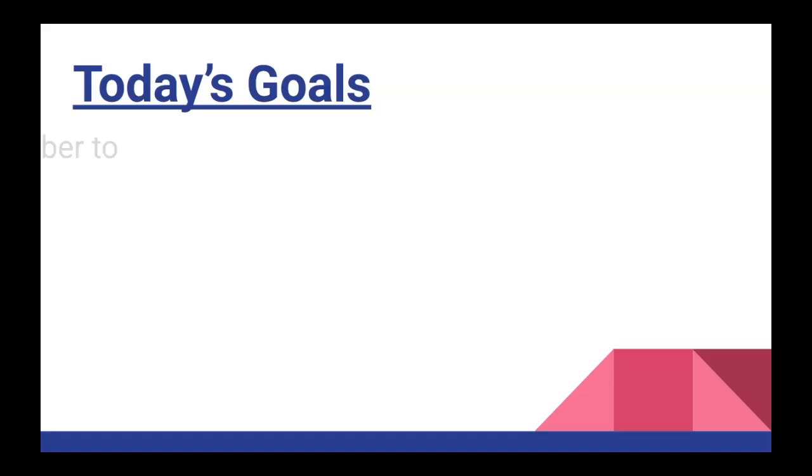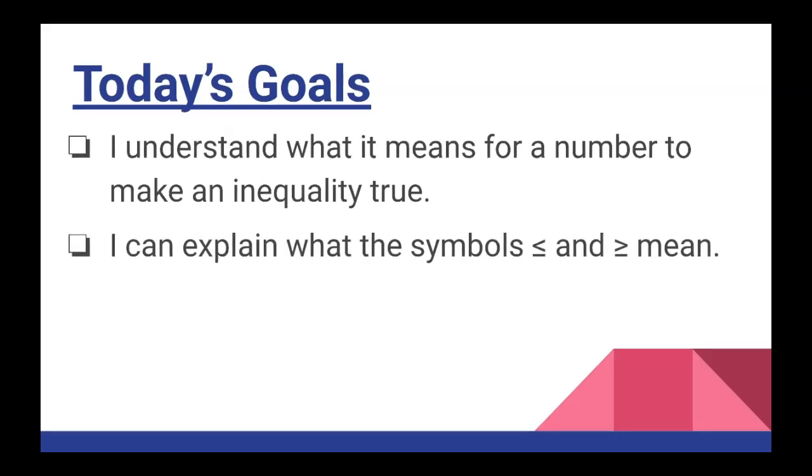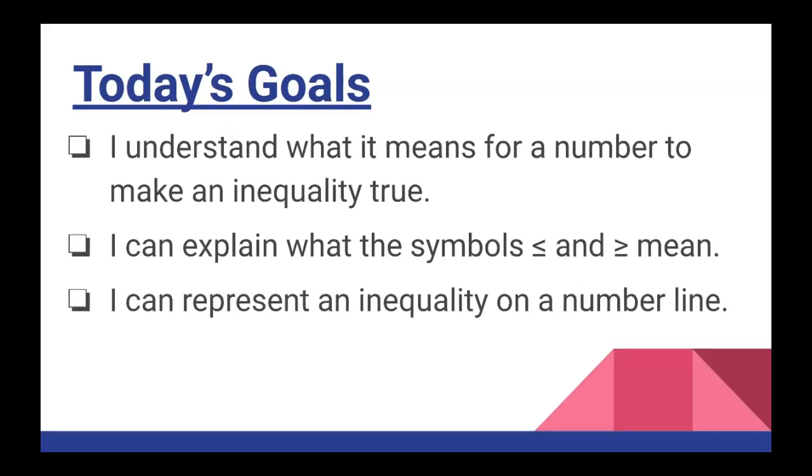All right, I just want you to think about those 3 goals. What does it mean for a number to make an inequality true? Can you explain these symbols when they have the little bar underneath them? That also could be an equal sign, less than or equal to or greater than or equal to. And then can you represent an inequality on a number line?